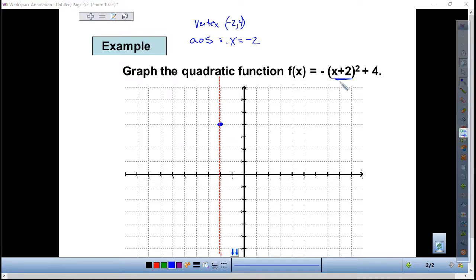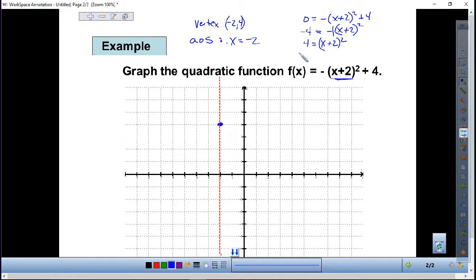We need the x-intercepts. So we're going to find where this is equal to 0. So we've got 0 is equal to negative (x plus 2) squared plus 4. We're going to move that 4 over. So you get negative 4 equals negative (x plus 2), don't forget your parentheses, squared. And remember, that's a negative 1, so I'm going to divide both sides by negative 1 and get a positive 4 over there, and (x plus 2) quantity squared over here.